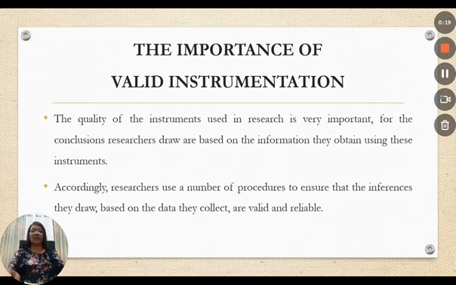First, the quality of the instrument used in research is very important. The conclusions researchers draw are based on information they obtained using these instruments. Accordingly, researchers use a number of procedures to ensure that the inferences they draw based on the data they collect are valid and reliable.